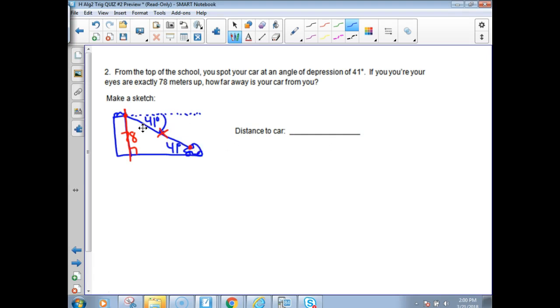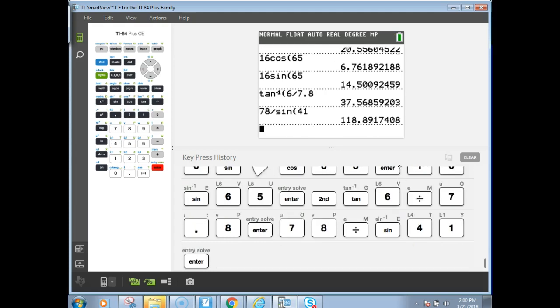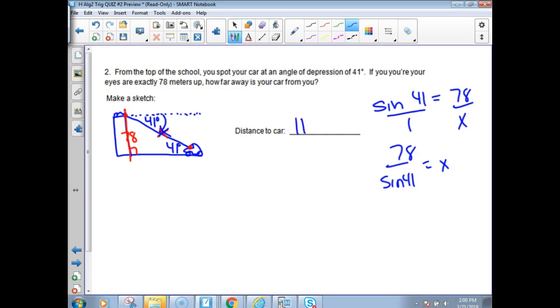Now we can look at this right triangle and opposite over hypotenuse is what we're doing. So the sine of 41 degrees is equal to 78 over x. Careful how you calculate that. It'll be 78 divided by the sine of 41. Right, I got 118.9. Did you? 118.9 meters.